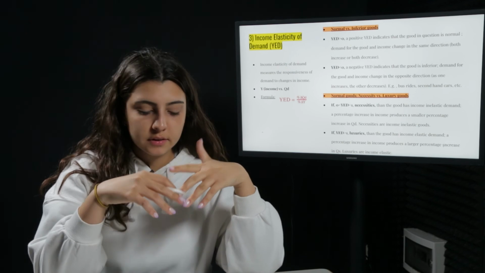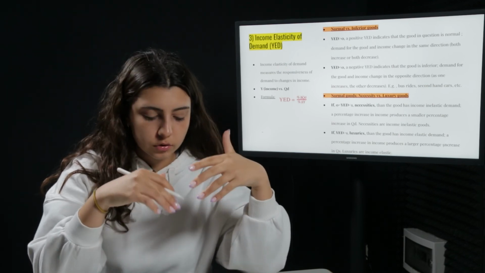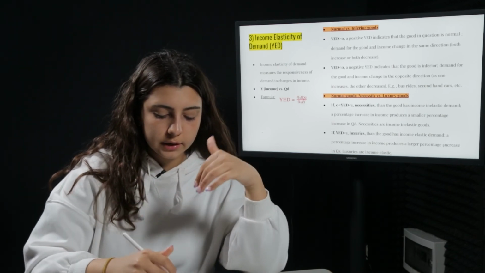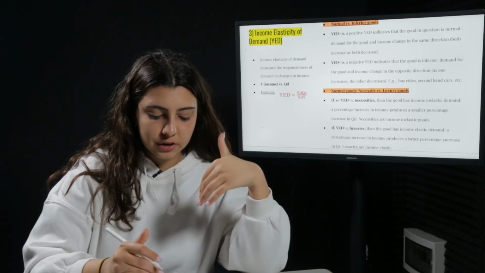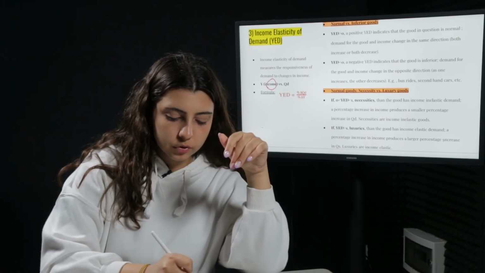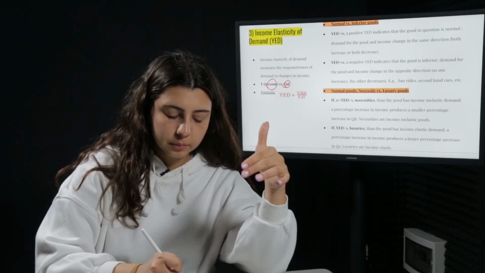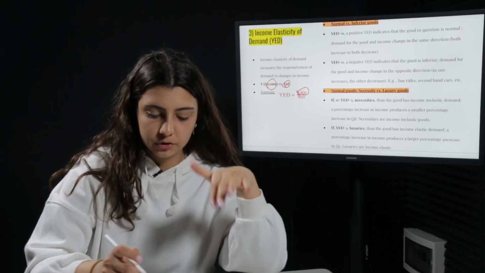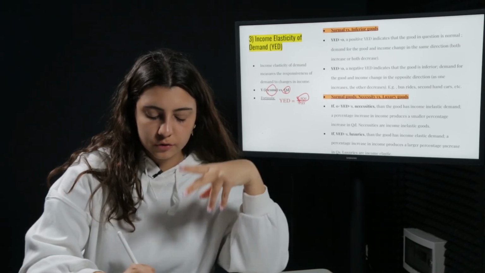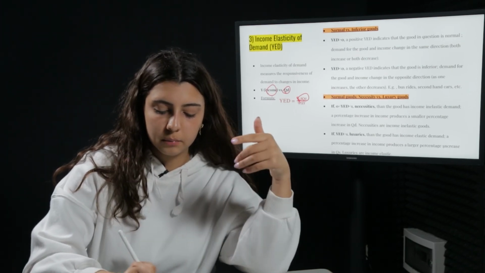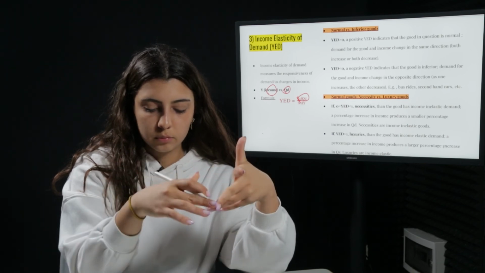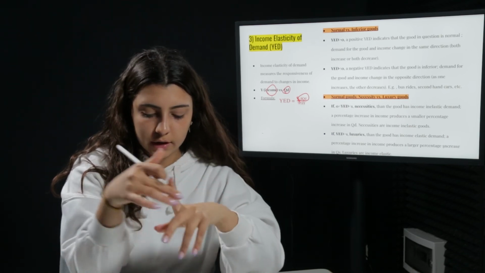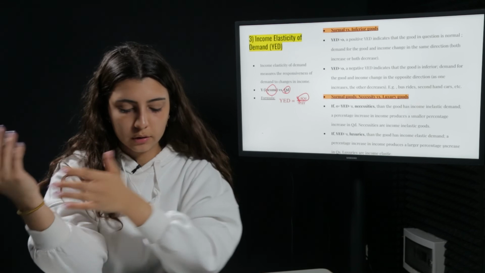Our last elasticity is the income elasticity of demand, also known as YED. YED measures the responsiveness of demand to changes in income, so it's income versus quantity demanded. It can be calculated by dividing percentage change in quantity demanded over percentage change in income. YED has 2 special cases, so it can be divided into 2 by looking at normal versus inferior goods and dividing normal goods into 2 as well.